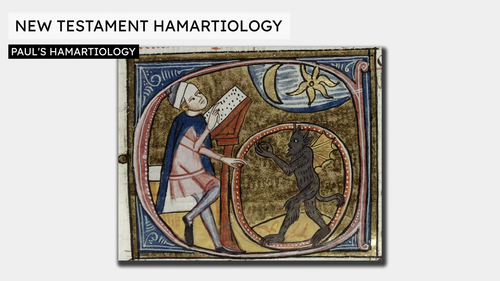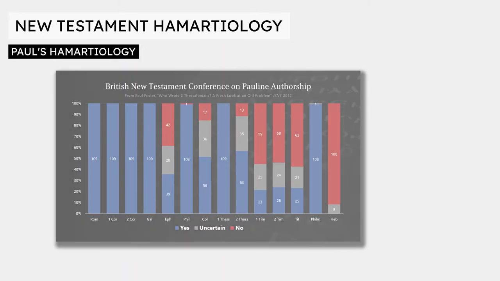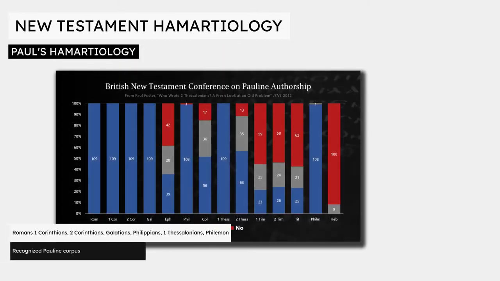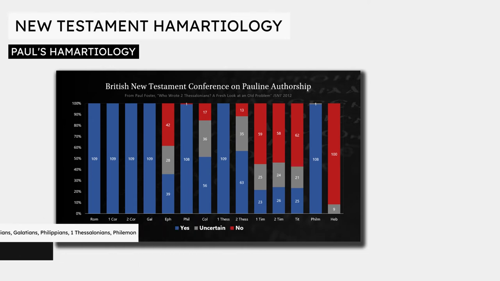Now let's move on to examine Paul's hamartiology in the same way. Before I do, please note that I will be addressing the text typically attributed to Paul by the current mainstream scholarly consensus. The recognized Pauline corpus consists of just seven books: Romans, 1 and 2 Corinthians, Galatians, Philippians, 1 Thessalonians, and Philemon. If you want to understand why only seven of the books traditionally attributed to Paul are recognized as authentic by modern scholars, I encourage you to read an excellent article on Ben's blog explaining this in some detail. See the video description for a link.